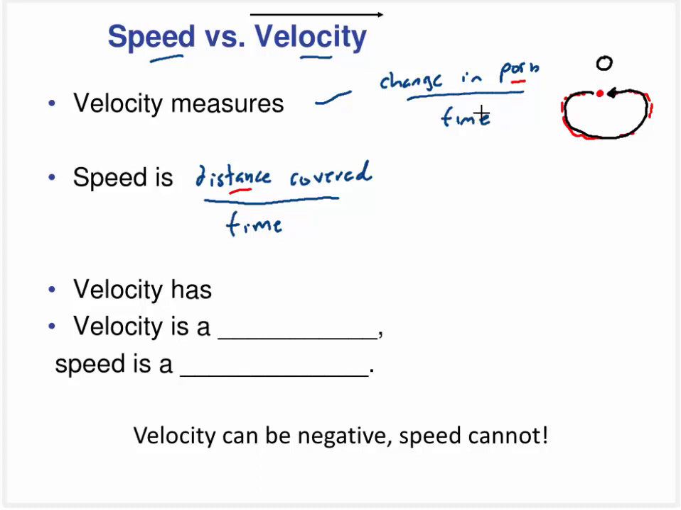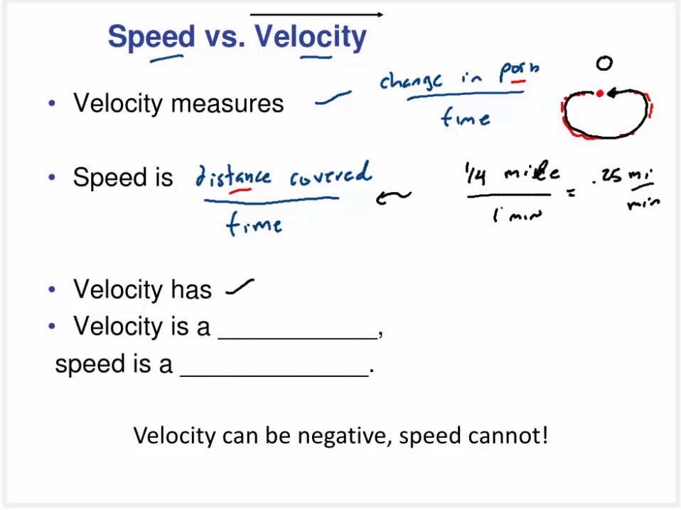So my velocity would actually be 0. The distance that I covered, or my speed, would be my distance covered over time, which is not going to be 0. Maybe I've covered a quarter of a mile, and maybe I did it in 1 minute, then my speed would be 0.25 miles per minute. My velocity would be 0.